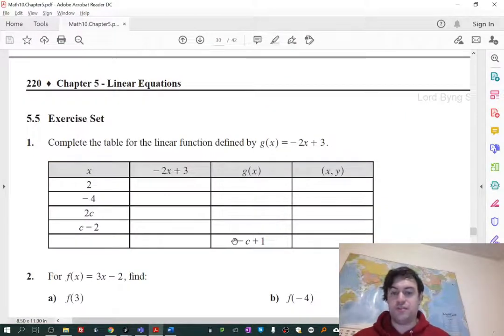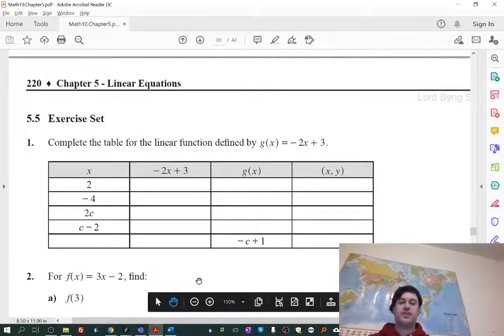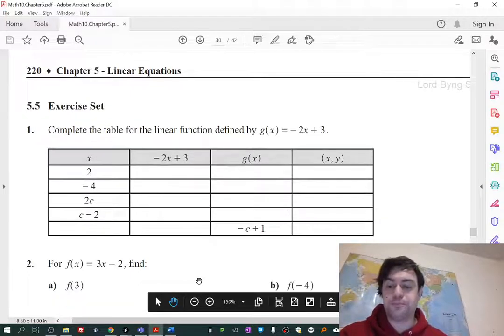For g of x equals c minus 1, we're going to have to solve our equation for x. So g of x becomes minus c plus 1, and we'll have to solve for x. So you'll have to do some algebra to find this one. So that's basically what's going on for question 1.